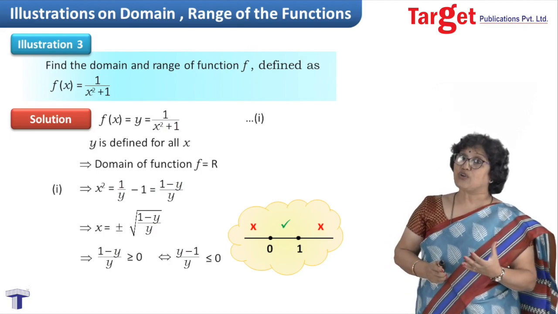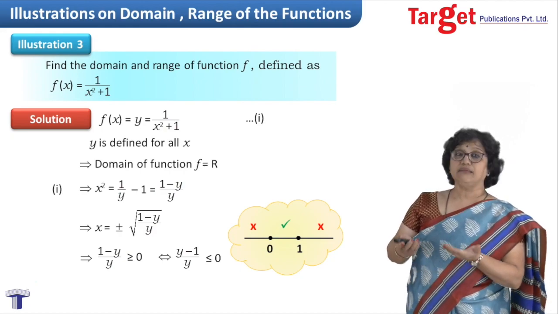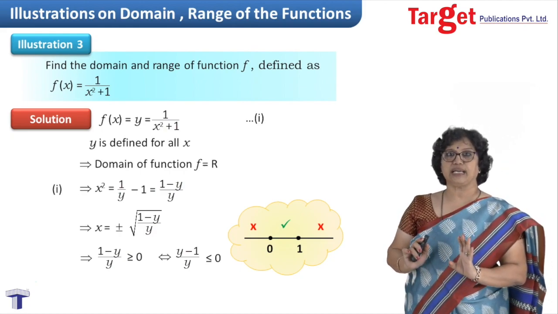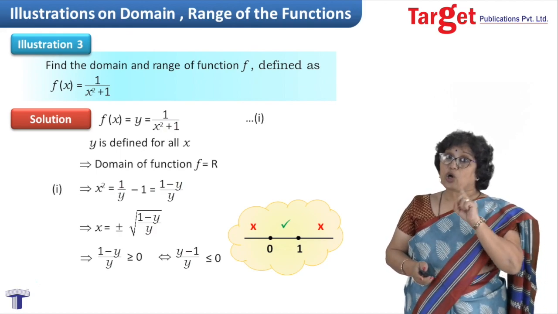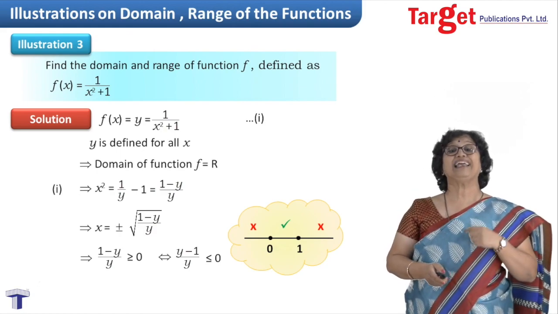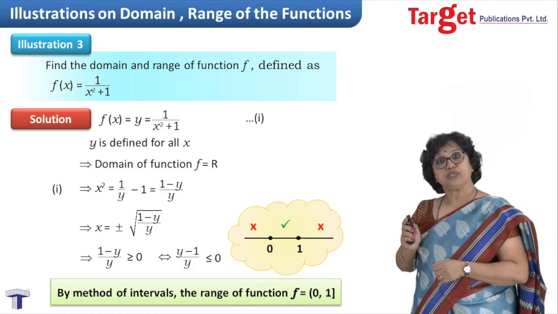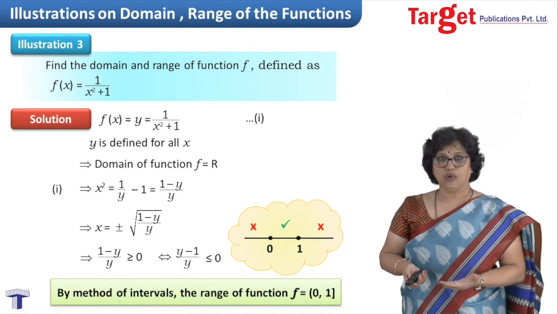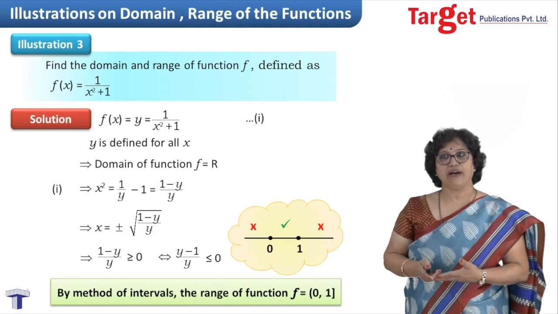Also, the inequation is of the non-strict form. So the numerator's critical point participates in the solution set. The denominator's critical point does not. So realize this, that 0 will not participate but 1 will participate, and hence the range is open at 0 and closed at 1. So a semi-open interval you have here, and that is nothing but the range of the function.